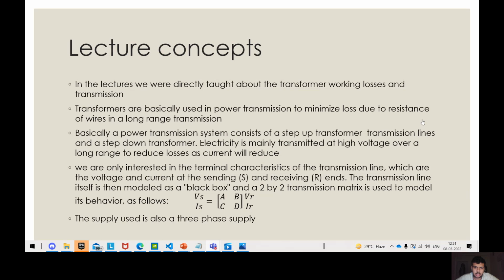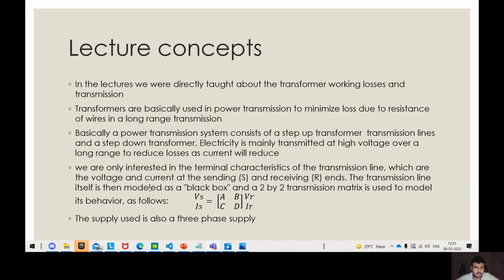In the lectures, we were directly taught about transformer working, losses and transmission. Transformers are basically used in power transmission to minimize losses due to resistance of wires in long range transmission. A power transmission system consists of a step-up transformer, transmission lines, and a step-down transformer. Electricity is mainly transmitted at high voltage over a long range to reduce losses, as current will reduce. We are only interested in the terminal characteristics of the transmission line because we are not interested in what is actually happening in the line, but only what we are giving and what we are receiving, which are the voltage and current at the sending S and receiving R ends.